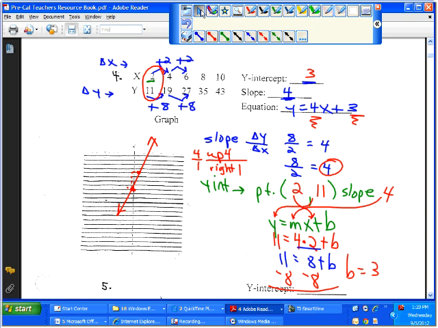Okay. Any questions on coming up with the equation from a table that did not have the y-intercept included in it? And finding the y-intercept using our y equal mx plus b formula, or you could have used your y minus y sub 1 equals slope times x minus x sub 1 formula, which is the point slope formula. Any questions so far? Okay. Number 5.